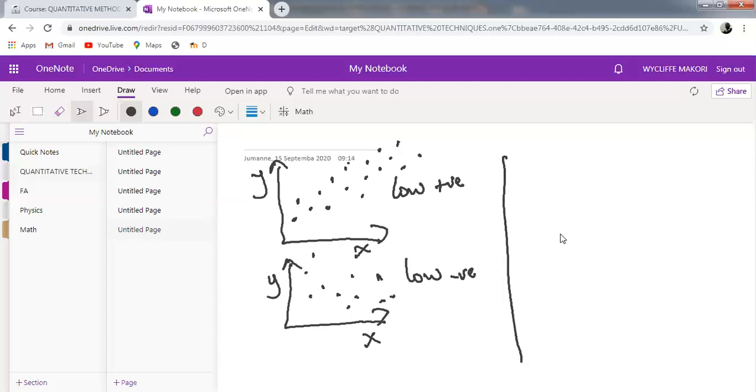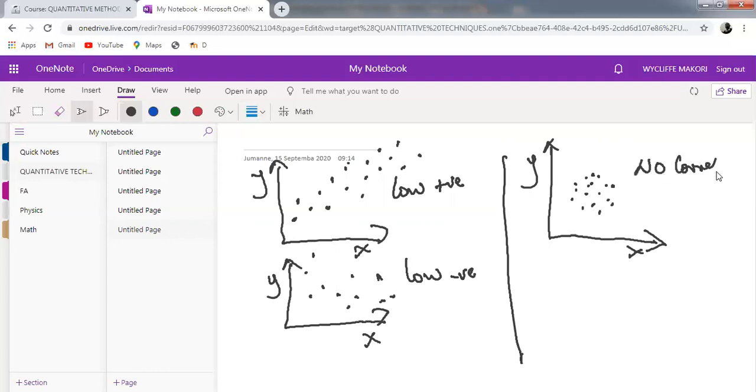Then you can have a scenario whereby, upon plotting the x versus the y, you find maybe your points are behaving like this. You cannot tell whether they are sloping positively or sloping negatively. So if you find this kind of scenario, this simply means that there is no correlation. This simply means that there is no correlation at all.